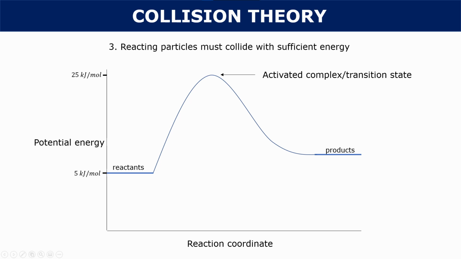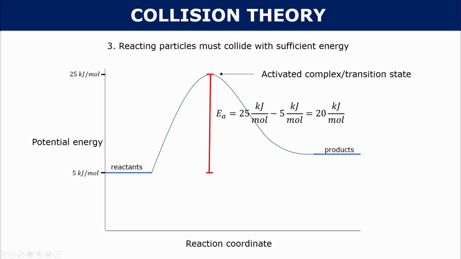Now, if you look at the energy of that activated complex, or transition state, and subtract it from the energy of your reactants, you get your activation energy. It's signified by EA. In this case, since your activated complex is at 25 kilojoules per mole and your reactants are at 5 kilojoules per mole, your EA would be 25 kilojoules per mole minus 5 kilojoules per mole. So 20 kilojoules per mole. In this case, your activation energy is 20 kilojoules per mole.